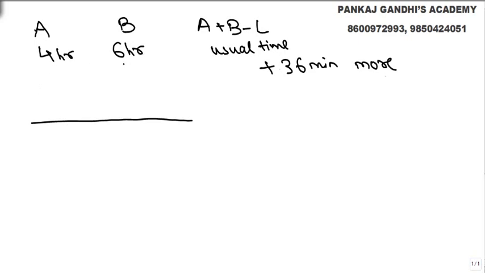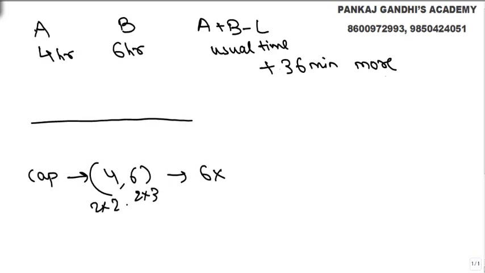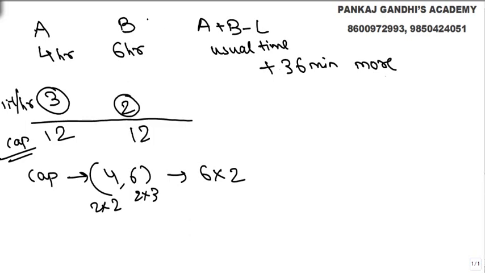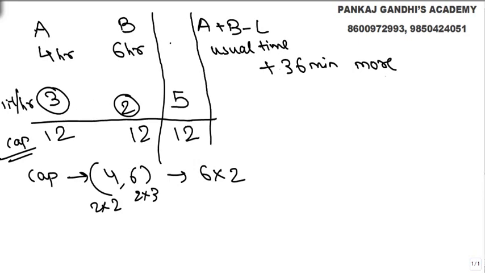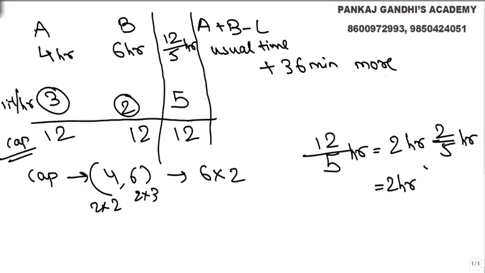If only A and B are there, we assume the capacity LCM of 4 and 6. So that is 6 into 2 into 3, 2 into 2, so 12. If capacity is 12 liters, A fills 3 liters per hour, B fills 2 liters per hour, and together they fill 3 plus 2, that is 5 liters per hour. So they need 12 by 5 hours. Now the normal time is 12 by 5 hours, that is 2 hours and 2/5 of an hour, that is 2 hours 24 minutes.